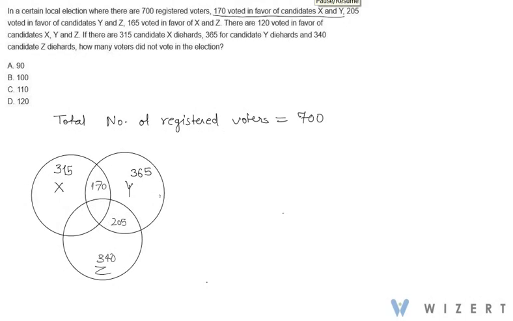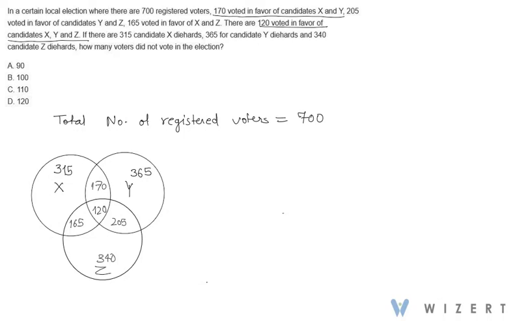And 165 voted in favor of X and Z. So this portion is representing 165 people. Now, 120 voted in favor of candidates X, Y and Z. So this small portion that is overlapped by all three circles is representing 120 people.